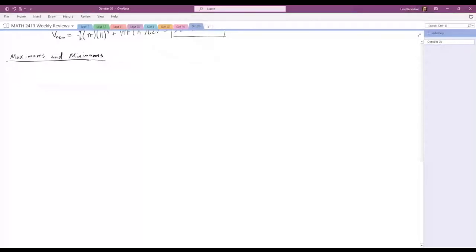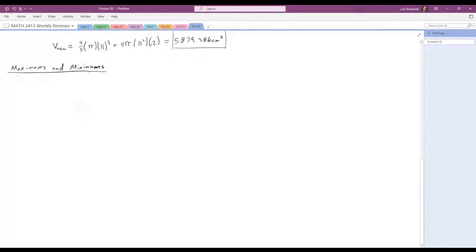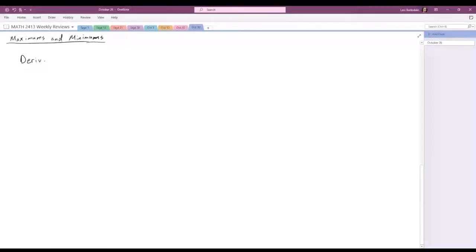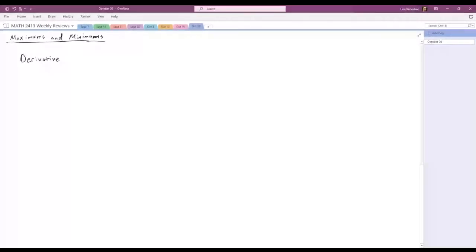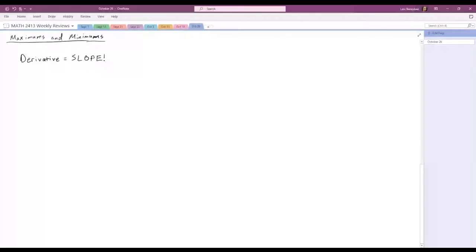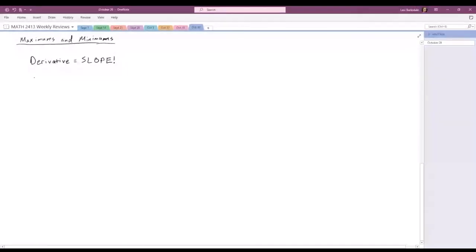So the key thing to remember here is what your derivative means. If you will recall, your derivative is basically your slope. This is a really huge concept. It's really helpful to just think of your derivative as slope because it makes a lot of things a lot more intuitive. So let's say I were to draw out a function.